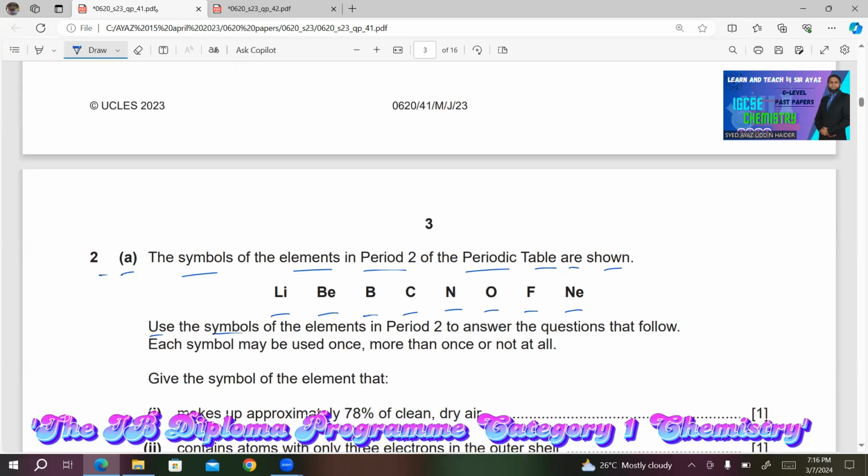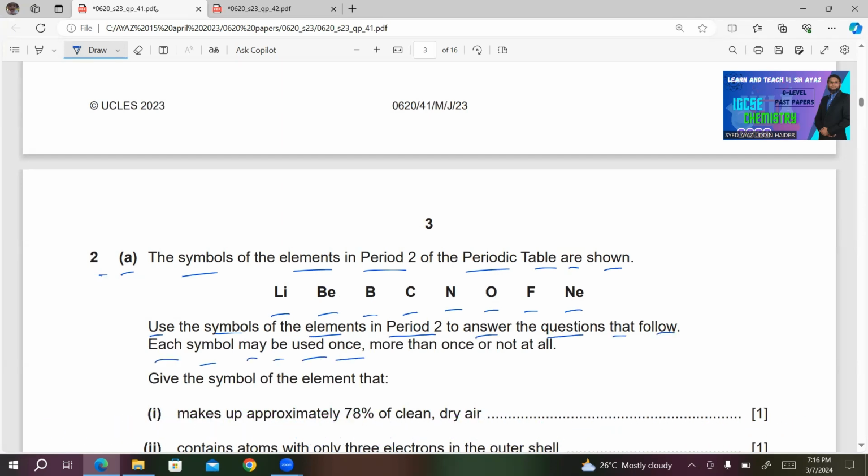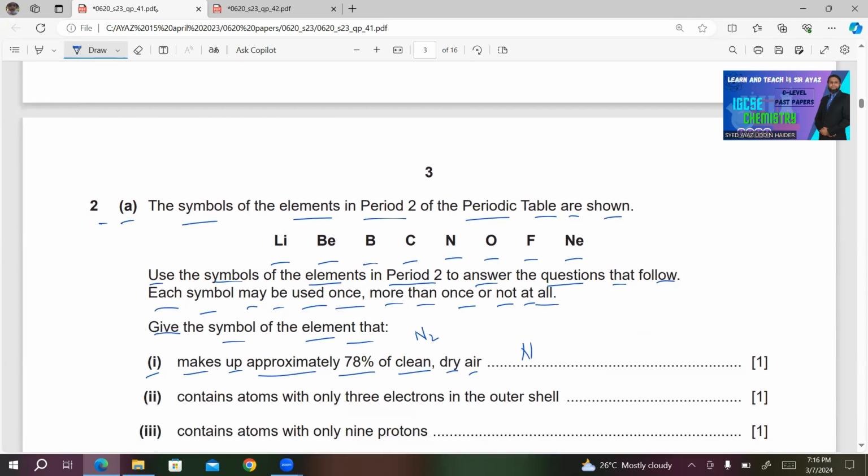Use the symbols of the elements in period 2 to answer the questions that follow. Each symbol may be used once, more than once, or not at all. Give the symbol of the element that, number 1, makes up approximately 78% of clean dry air. This is very easy. Nitrogen is a gas which makes up 78% of clean and dry air. So N will be the answer. Number 2, contains atoms with only 3 electrons in the outer shell.